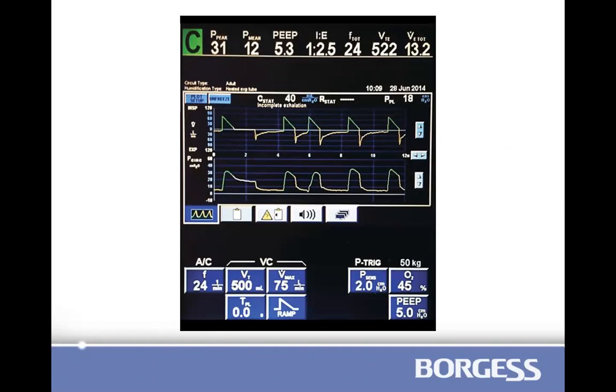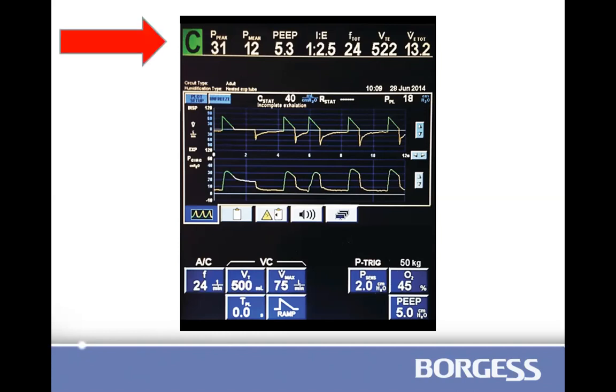Some of these things are also trademarked in terms of their names. So I'm going to use very basic terminology so that no matter what vent you are working with, you will be able to understand what is happening. So this is what the screen will look like in the room of a patient on a ventilator.